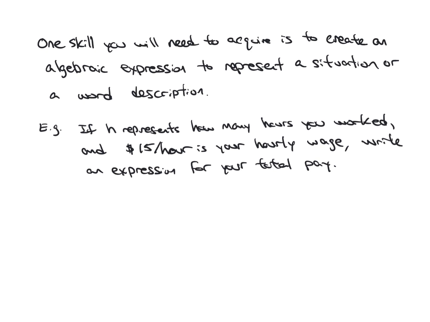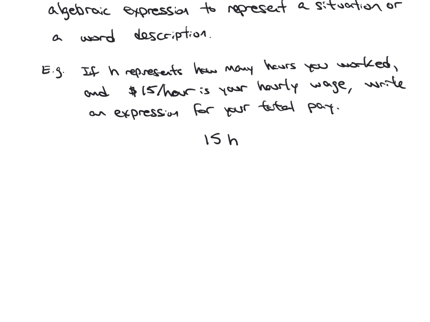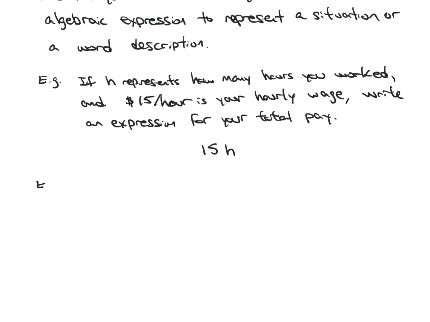So your total pay, you'd have to take the situation and write an algebraic expression to represent that total pay. So you may know that you simply multiply your hourly wage by how many hours you worked. So that would be $15 an hour multiplied by how many hours you worked, which is represented by the letter H. So it'll be 15 times H, or just 15H. Okay, so that's what we're doing, but they will get a bit more complicated. So let's see.